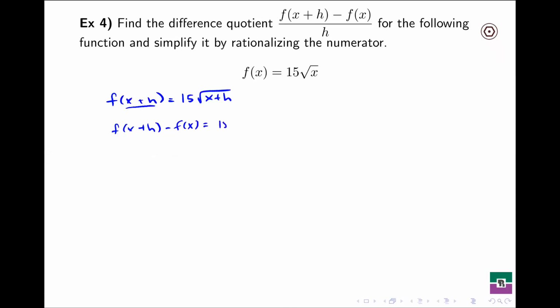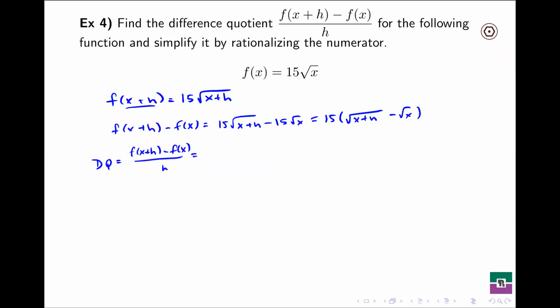So then that's 15 square root of x plus h, f of x plus h, we just found it, minus f of x, so minus this thing right here, minus 15 root x. And then maybe that simplifies just a little bit in that they both have this 15. It's a common factor. 15 times square root of x plus h minus the square root of x. And then now the difference quotient, so I'll put here dq, is f of x plus h minus f of x all over h.